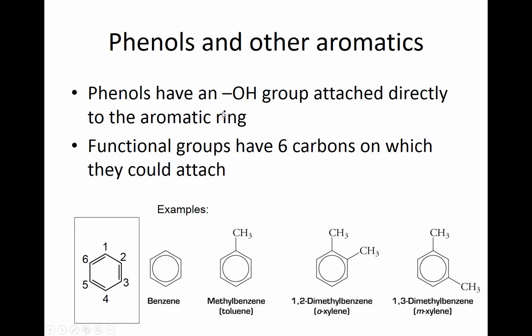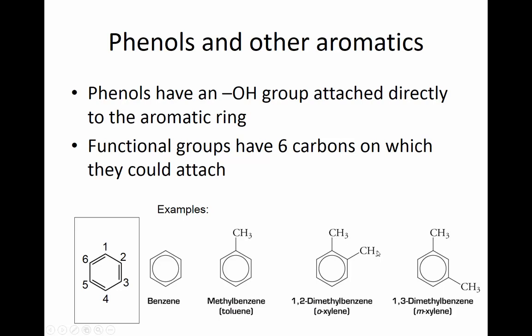And so these, like phenols, have an OH group attached directly to the aromatic ring. And here, this is methylbenzene, with a CH3 attached to the aromatic ring. Functional groups have 6 carbons on which they could attach. You see how they can attach here, here, position 1, position 2, 3, 4, 5, all the way to 6. And so we can have many different configurations, where the top is always 1, so this is methylbenzene or toluene.